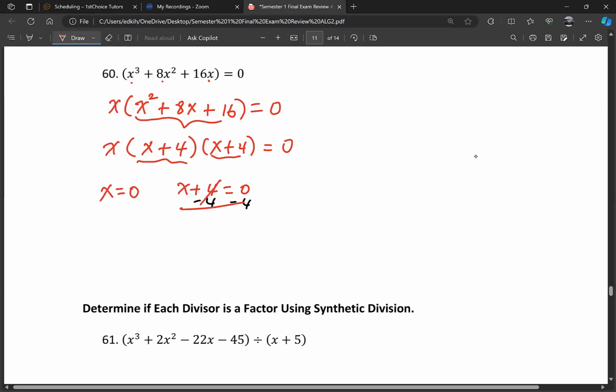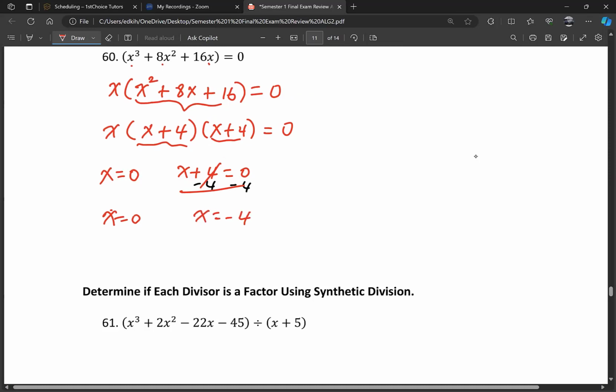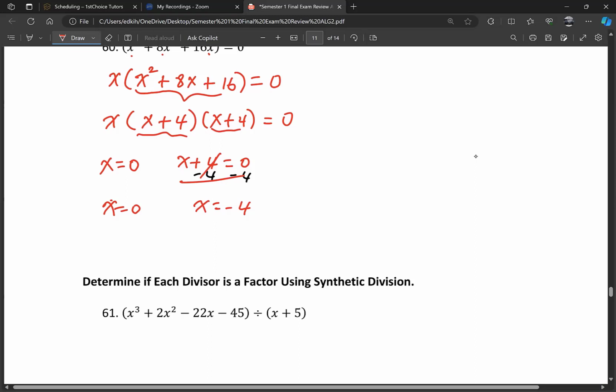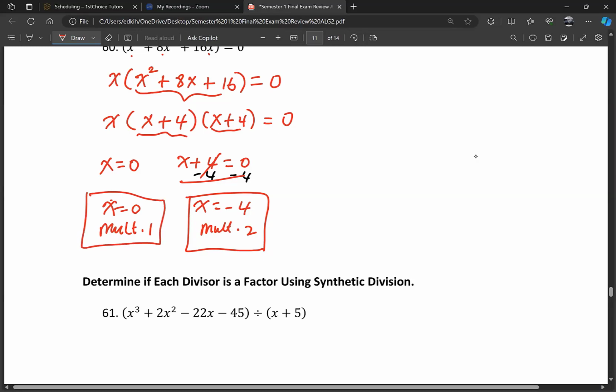These cancel. So x equals 0 and x equals -4. For those of you who may be wondering, what about the other one? This is where the multiplicities came in, folks. If I have two x plus 4s, I could say the answer is x equals -4 with a multiplicity of 2 because there were two of them. This would be x is equal to 0 with a multiplicity of 1, in case you're wondering. But, there you have it.